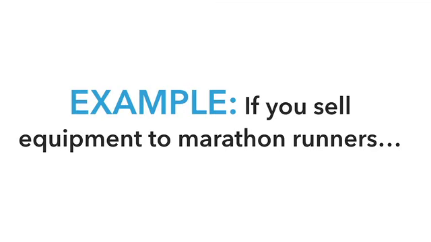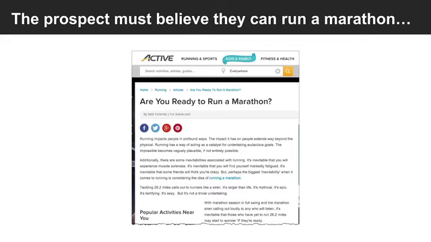So let's look at some examples here. Let's say we sell equipment to marathon runners. So we sell physical equipment, or we could even sell information products to people that are running marathons. So we determine that the prospect needs to believe that, first of all, they can run a marathon. Remember, we asked some questions. What do they need to believe? What do they need to understand? Well, the first thing they need to believe is that they have the ability to run a marathon.